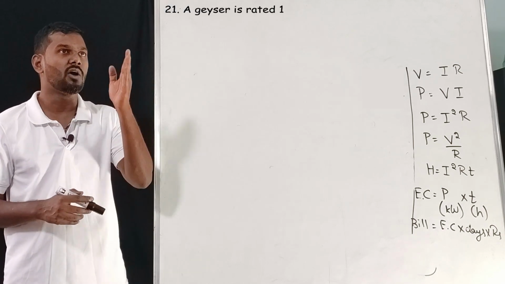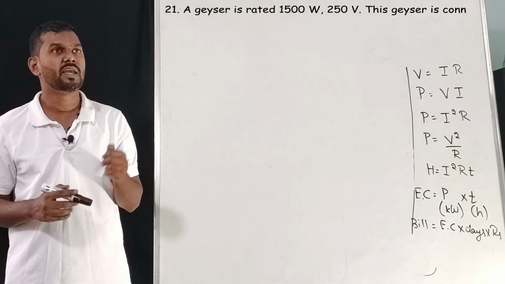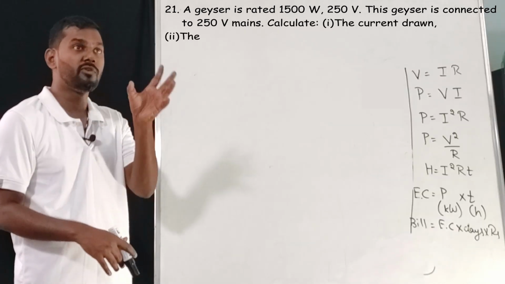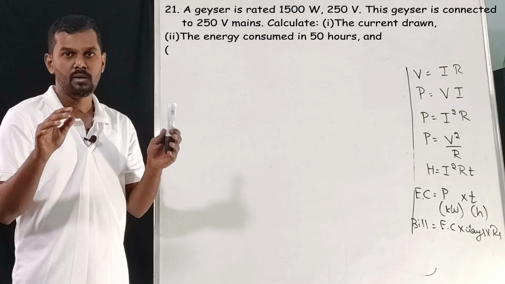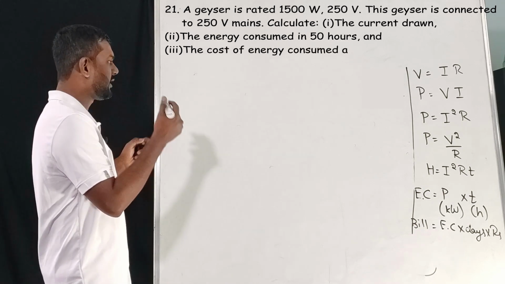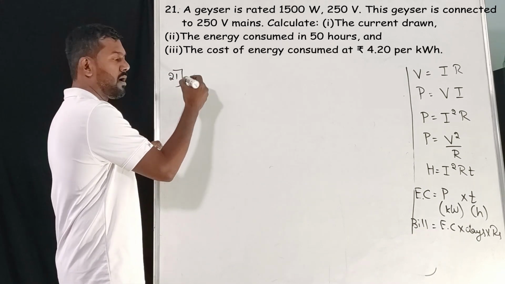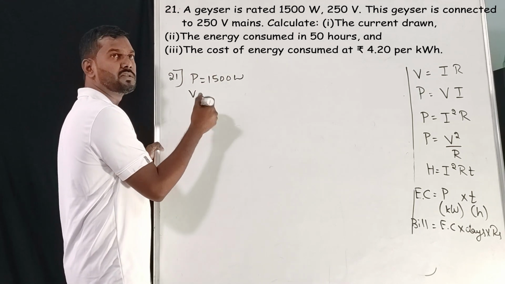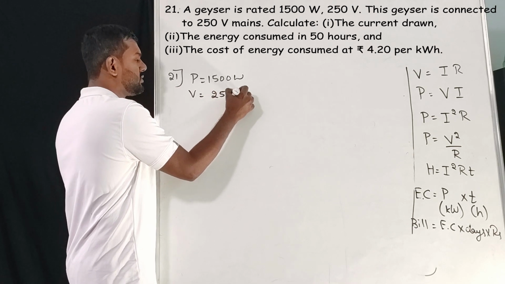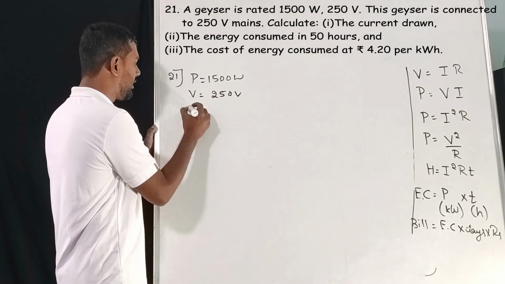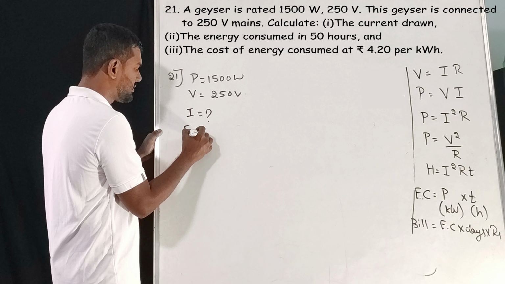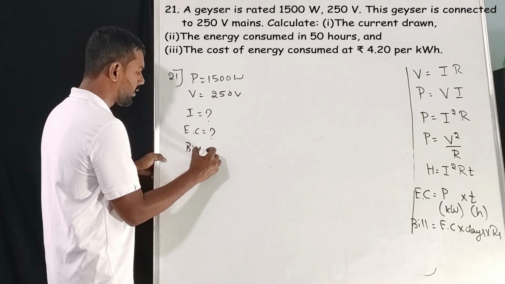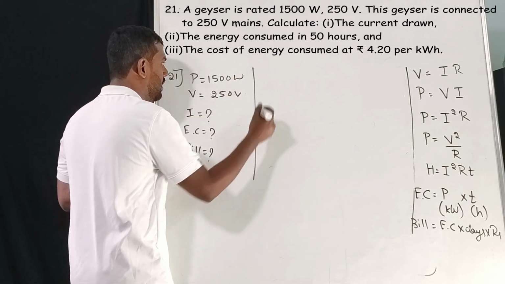Our last question. A geyser is rated at 1500 watt, 250 volts. The geyser is connected to a 250 volts main. Calculate the current drawn, the energy consumed in 50 hours, and we have to calculate the bill also. Now first we will write the given data. Question number 21. Power is 1500 watt. Voltage is 250 volts, and we have to calculate the current, EC, and EC means energy consumption, and bill. Okay, first we will go one by one.